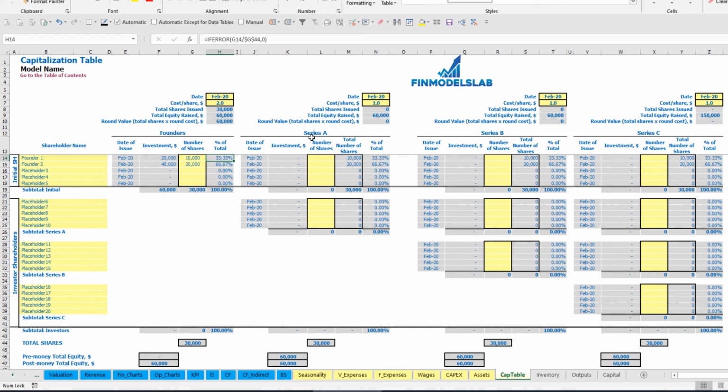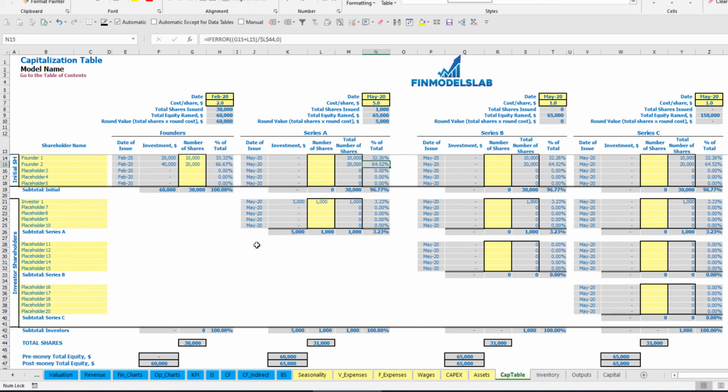So let's pretend that for Series A we have one investor and the date of issuance is May. Cost per share is $5 per share and number of shares is 1,000. So the total amount of investment will be $5,000. You may see that before the Series A total equity was $60,000, after it is $65,000, and investor 1 will have 3.23% of shares, and the shares of founder 1 and founder 2 are also diluted, to 32.26 and 46.52%.